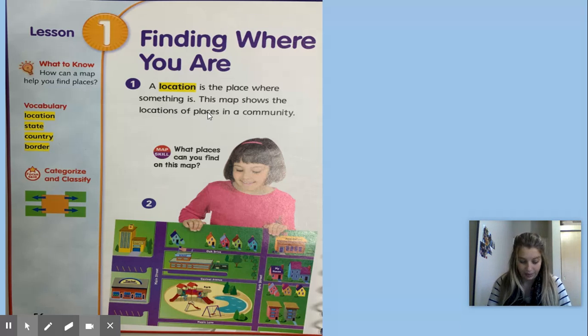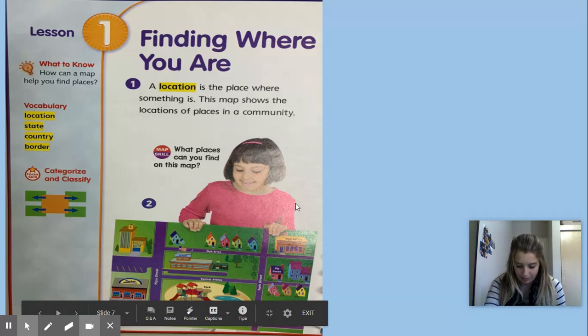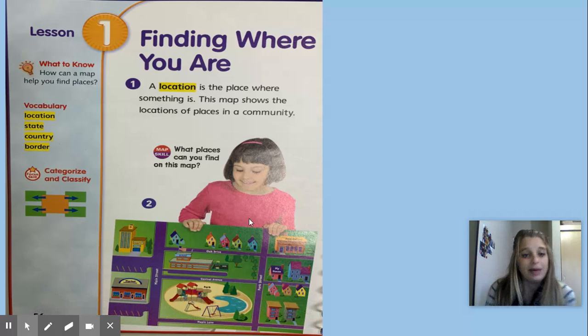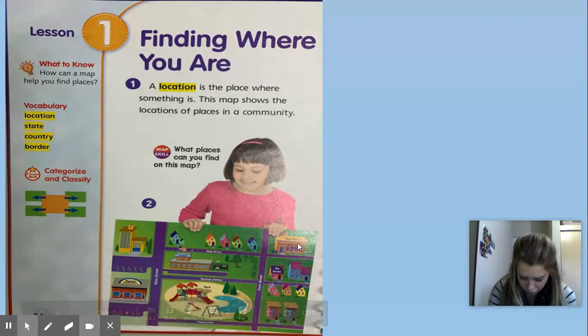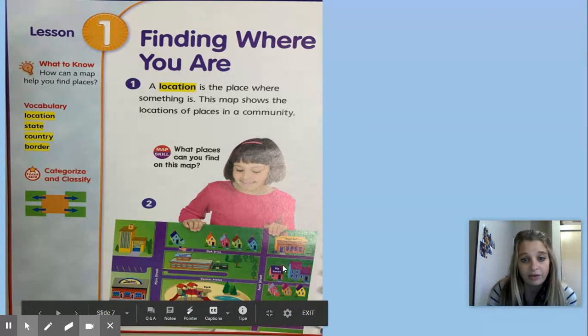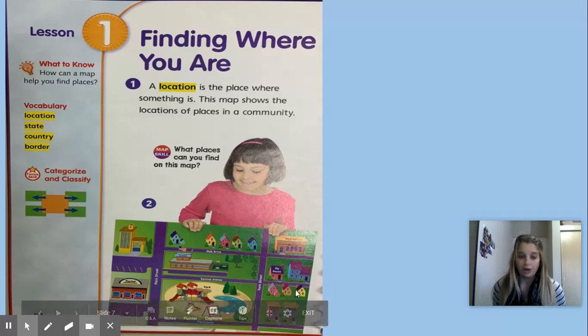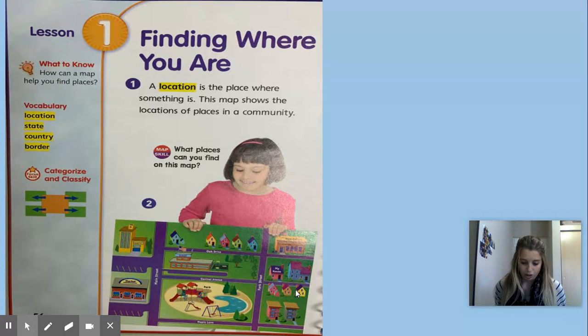All right. Then this visual map asks us what places can you find on this map? So what places can you find on this map? All right. So some answers that we have, this is a hospital, we have a market, school, we have different streets, houses, this is a park, we have a post office. I think that's all I see on here. So we have hospital, market, school, park, homes, post office, and streets.